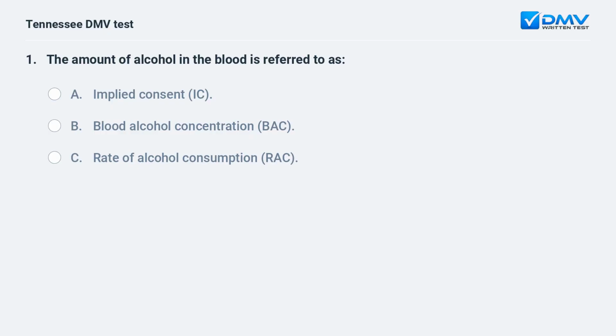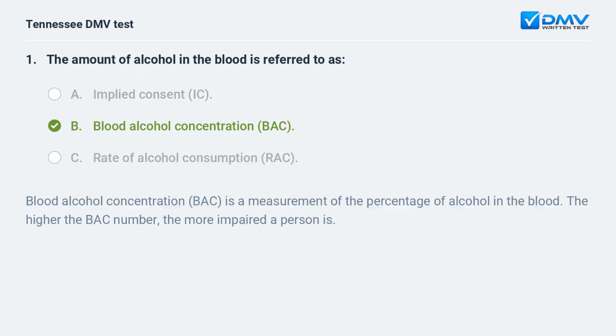The amount of alcohol in the blood is referred to as A. Implied consent, IC. B. Blood alcohol concentration, BAC. C. Rate of alcohol consumption, RAC. B. Blood alcohol concentration, BAC. Blood alcohol concentration, BAC, is a measurement of the percentage of alcohol in the blood. The higher the BAC number, the more impaired a person is.